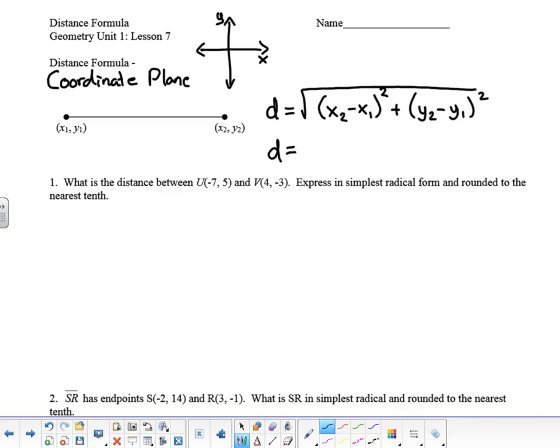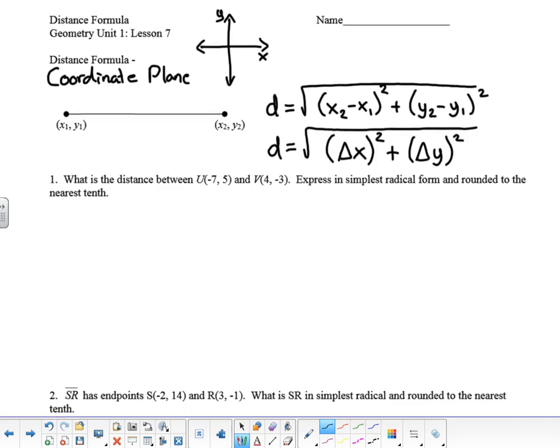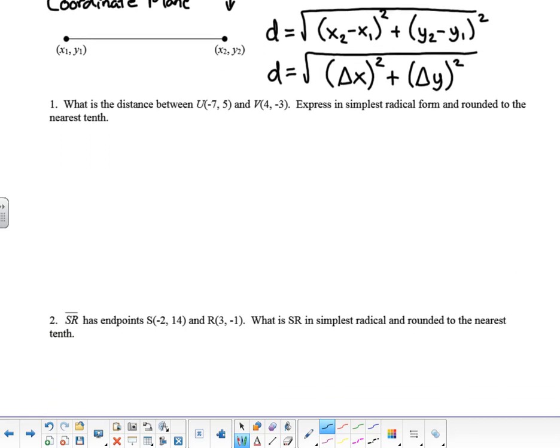Helpful to note that with the distance formula, what's really happening in this first part, another way you could represent this is the change in x squared plus the change in y squared. That little triangle is the Greek letter delta, and that represents change. So whenever you have these x2 minus x1, y2 minus y1, that's really how this changes. So let's go ahead and see if we can work this out.